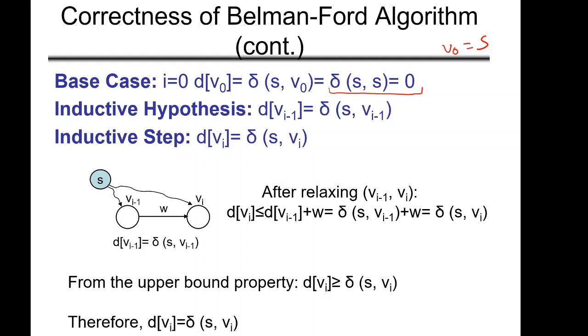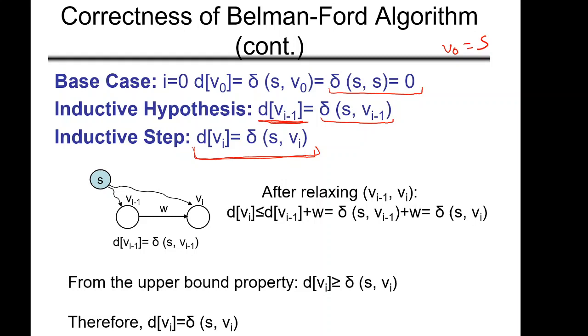Now through the inductive hypothesis, let's assume that this method will work for the node Vi minus 1 also. So after i minus 1 iterations, we have the shortest path weight from S to Vi minus 1. Now using the inductive step, we will show that after relaxing the edge from Vi minus 1 to Vi, this equality holds. So let's prove this.